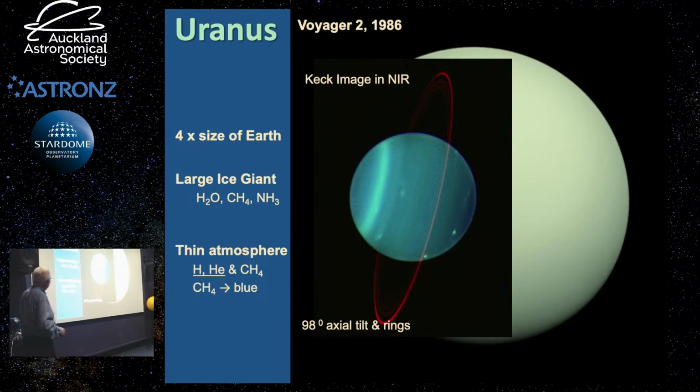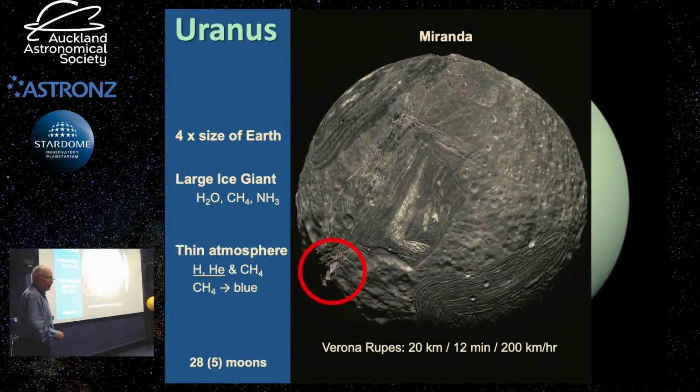So that's quite cool. Now it's got 28 moons. Most of them probably captured smaller objects, but 5 of a reasonable size. And all the moons of Uranus are named after characters from William Shakespeare and Alexander Pope's plays. Just a little bit of trivia. And my favourite one is Miranda. I think Miranda was in The Tempest.